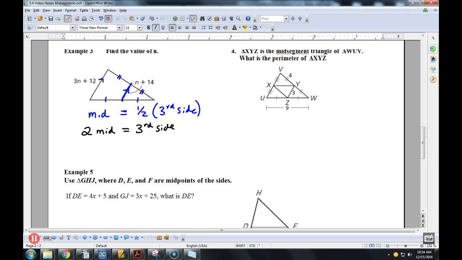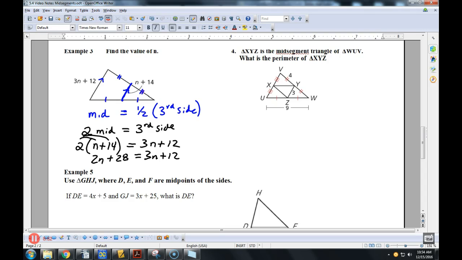So the midsegment was n plus 14, so I'm going to do 2. If I double n plus 14, that should tell me what 3n plus 12 is, because 2 times the midsegment should be the third side. So now we do a little bit of algebra here. 2n plus 28 when I distribute.